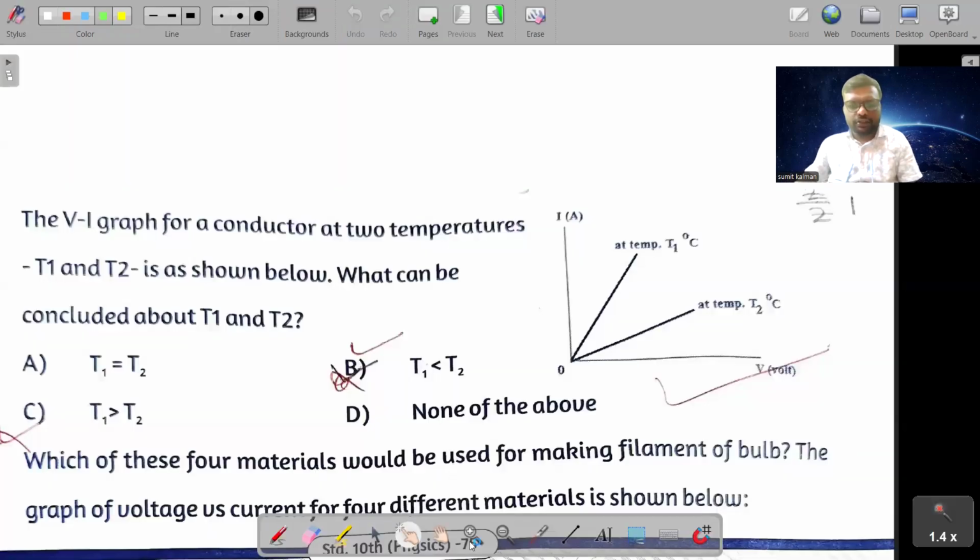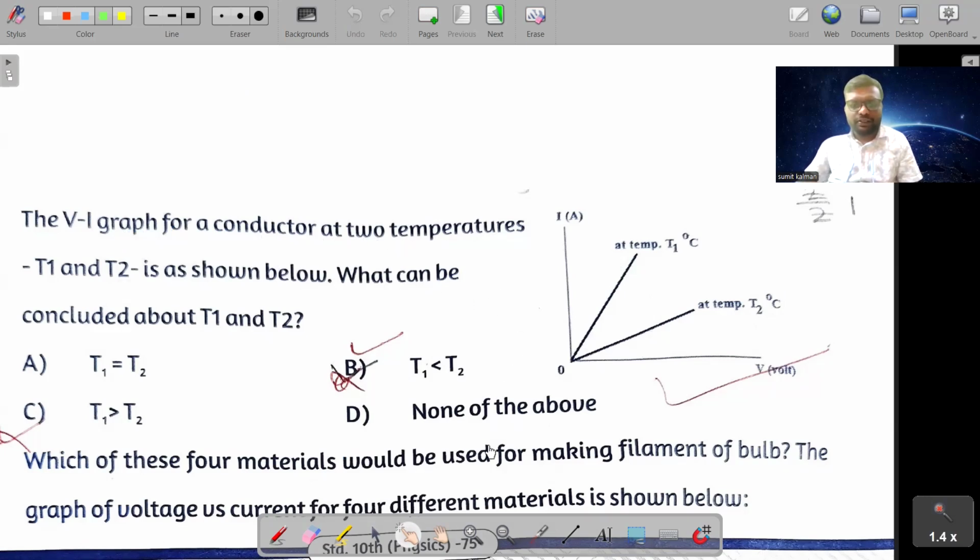So here students, you will see in the problem, it has been asked: the VI graph of a conductor at two temperatures T1 and T2 is shown below. You can just see the VI graph. What can be concluded about temperature T1 and T2? So first students, we will find slope, and after finding slope, we will relate it with resistance.